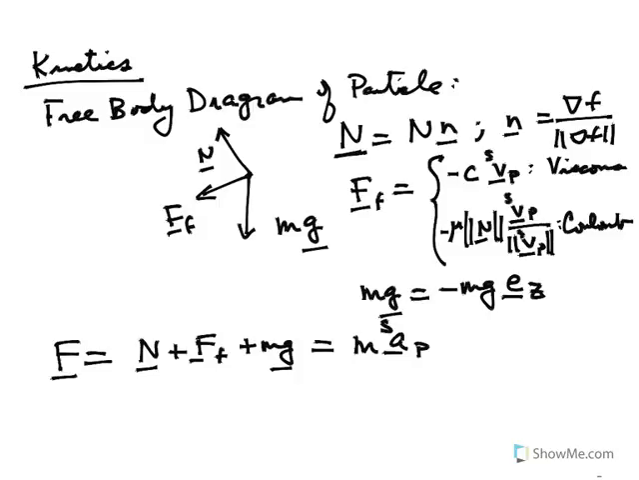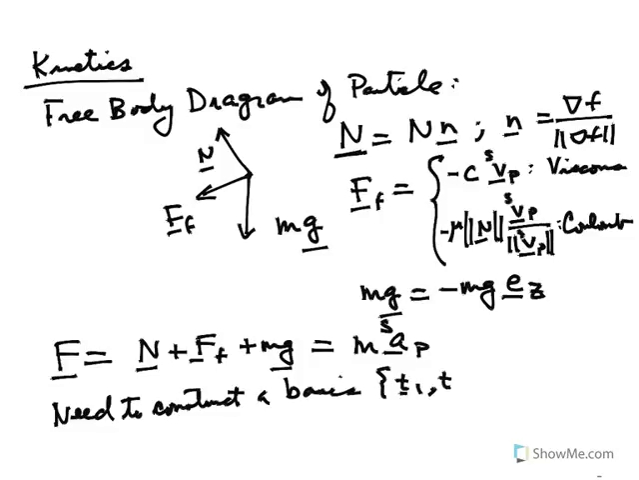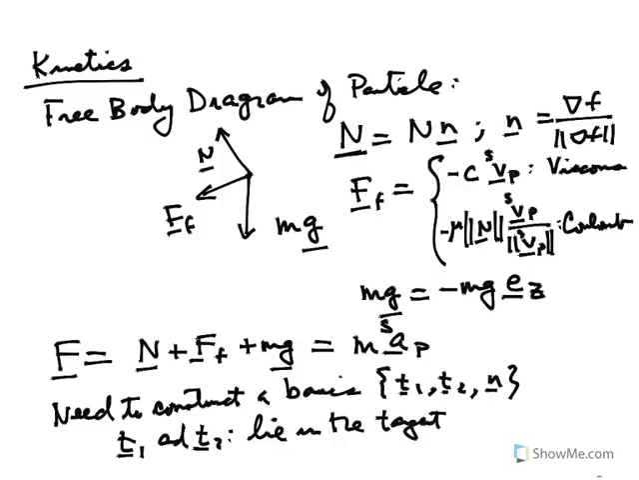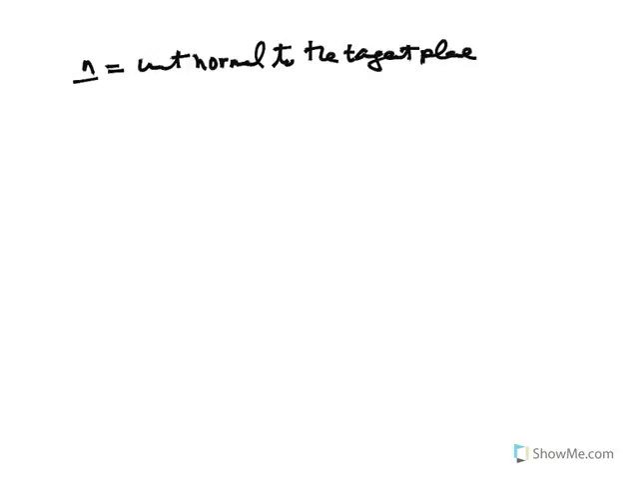So in this case, what we need to do is construct a basis. I'm going to call that basis T1, T2, and N, where T1 and T2 lie in the tangent plane to S at P, and n is already the unit normal. So n is the unit normal to the tangent plane to S at point P. So I'm almost there. I have to construct this basis, and we'll be able to get the rest of this done. So the first thing I need to do is construct n.